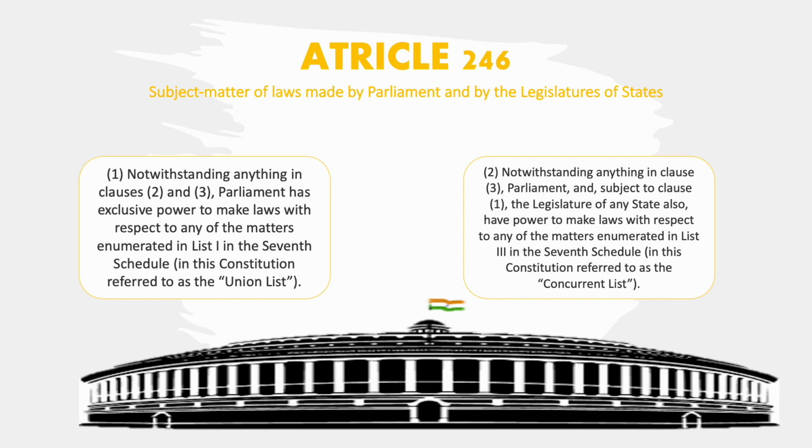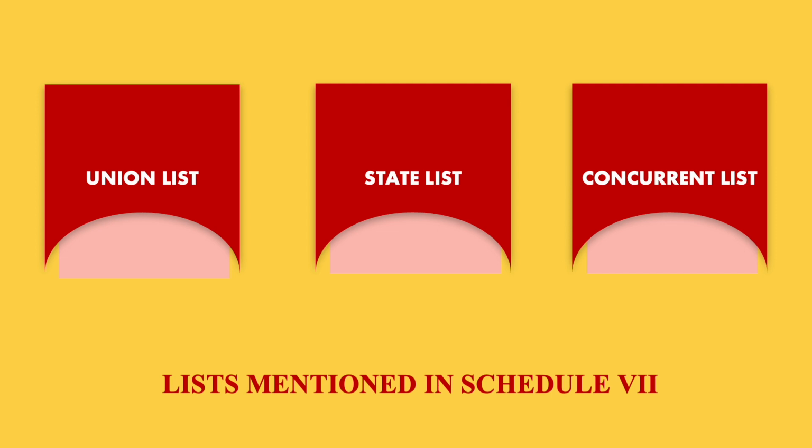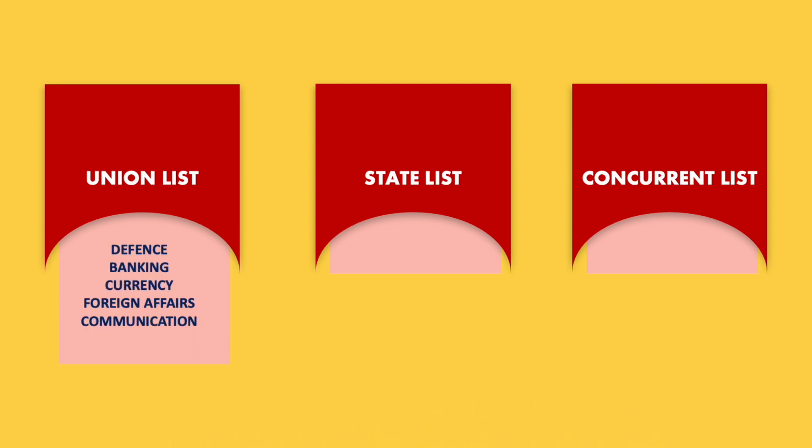Article 246 gives exclusive power to the Parliament to make laws for the entire country. This includes all states and the subjects mentioned in the three lists. The Union list includes subjects of national importance that are under the authority of the central government. Examples are defense, foreign affairs, atomic energy, banking, post, and telegraph.